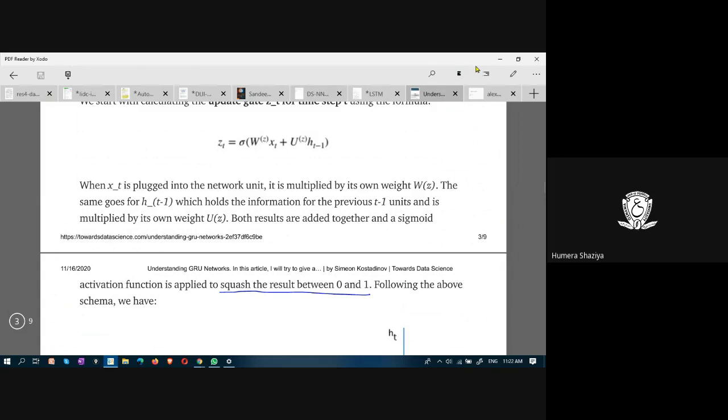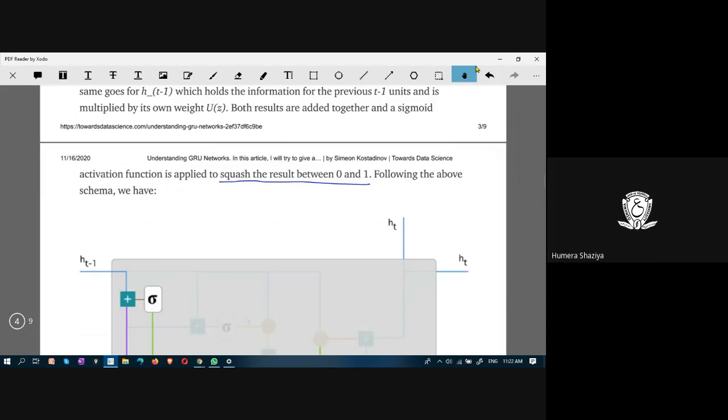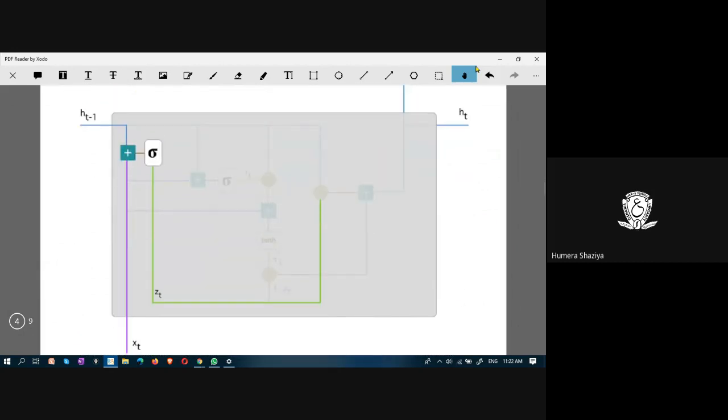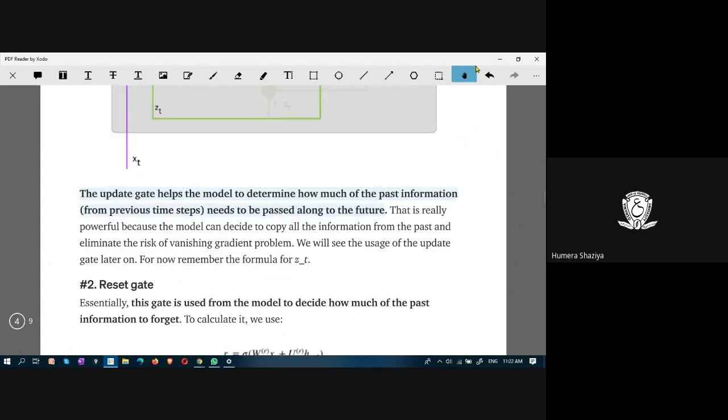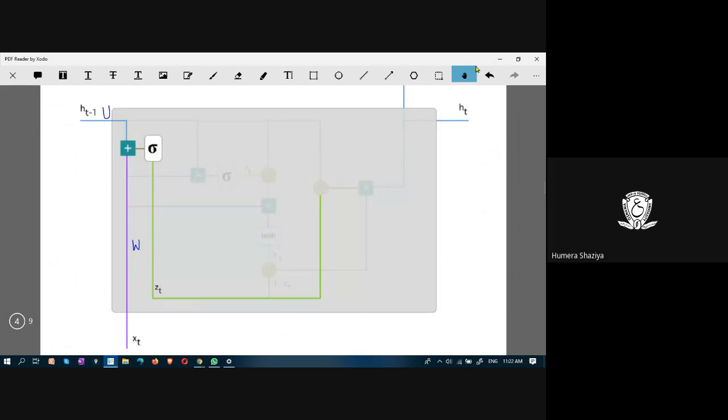This is the scheme for this update operation. Here it is capital W, here it is capital U. And what is the use of update gate? Update gate helps the model to determine how much of the past information from previous time steps needs to be passed along to the future. This is past information. How much of it needs to be passed to the future?